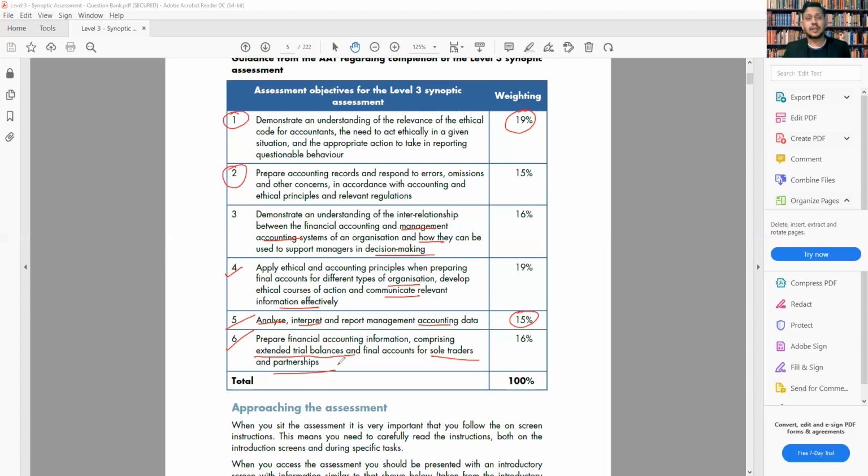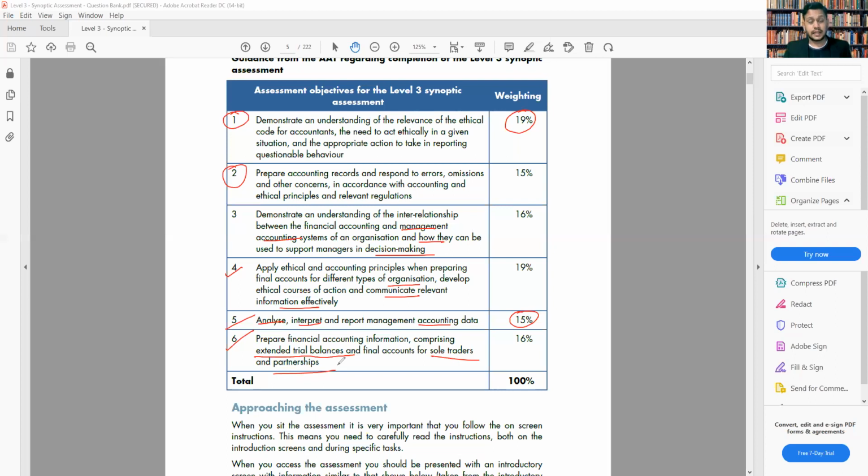Now, with the extended trial balance, it is possible they can only ask you for the P&L account, profit and loss account, with the adjustments. They can ask you only for the SOFP, statement of financial position, and also they can ask you both, the P&L and the SOFP. So they will give you the ledger balances. You have to make the adjustments, and you need to move the balances either to the profit and loss or to the SOFP. After that, you have to find whether this company is making a profit or loss.